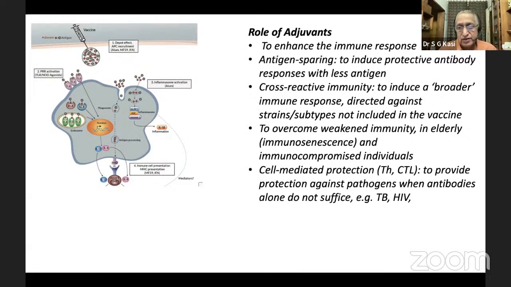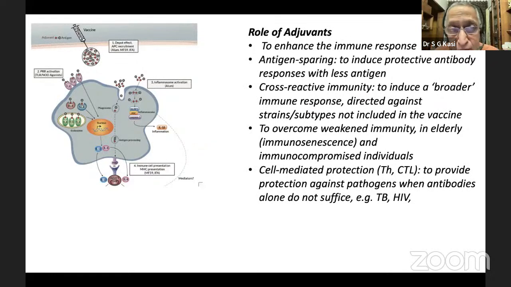Ultimately, why do we use adjuvants? We want to enhance the immune response. So you can use less quantity of antigen and produce a vaccine. So there is sparing of antigen, and this is specifically important when an antigen is either too expensive or is in very short supply.